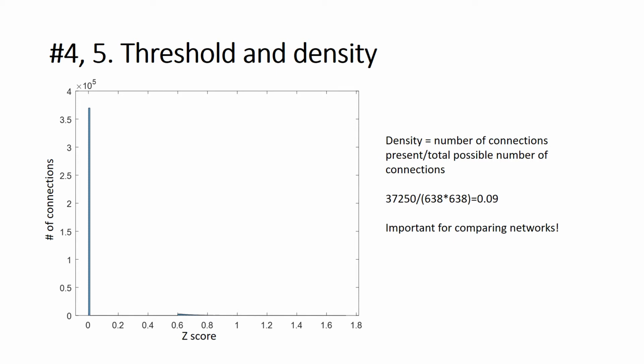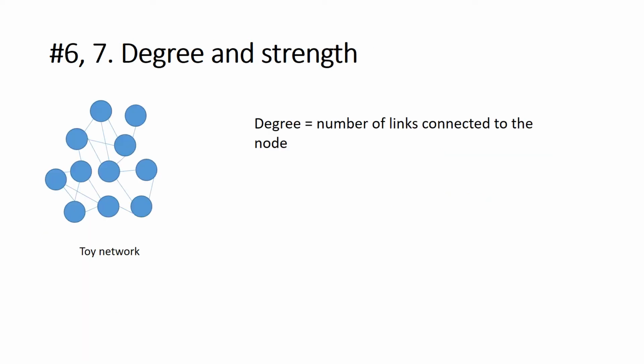This is important for comparing networks because you want to look at networks that are of similar densities, and you'll see how that affects our analysis. Once we have a network, we can also start to characterize some of the particular nodes in the network.